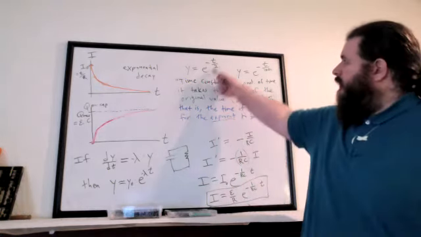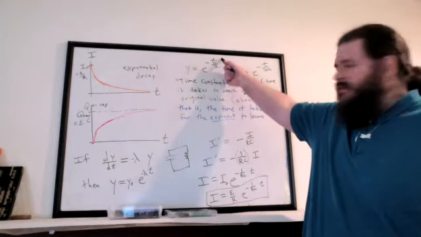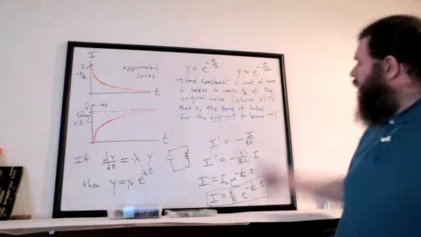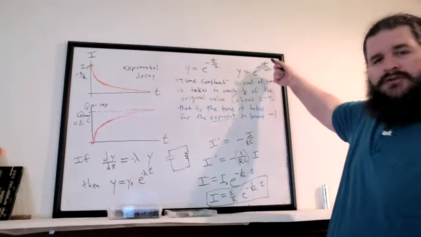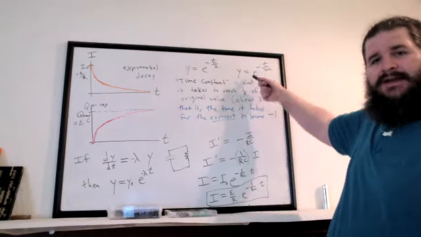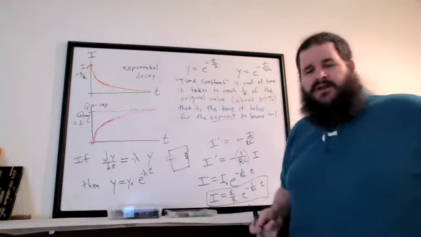So in this case, the time constant will be 2 seconds. You plug in 2 seconds for t, you just get e to the negative 1. In this case, the time constant will be 100 seconds. You plug in 100 seconds for t, you get e to the negative 1. So this is a convenient reference point.